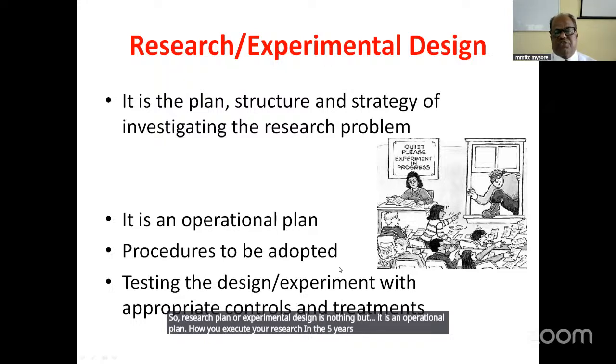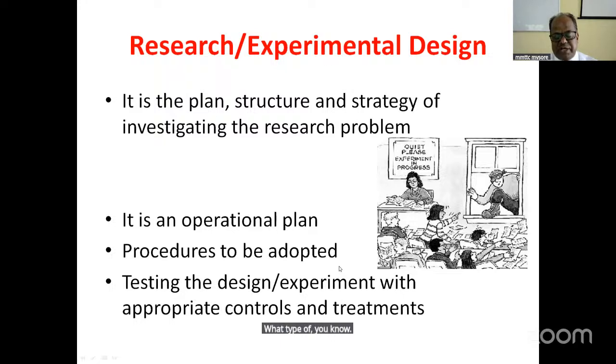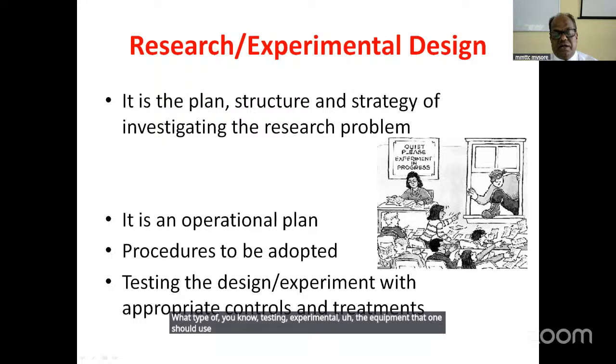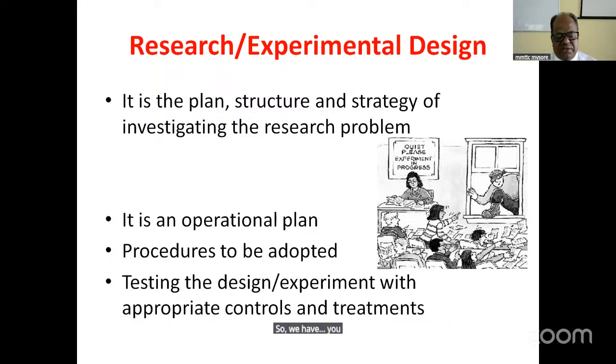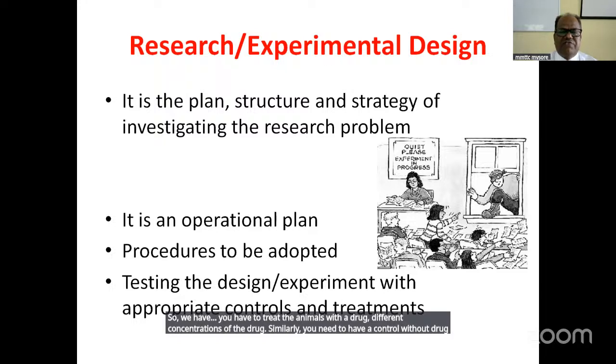What are the procedures to be adopted? What type of testing, experimental equipment should one use? Then treatments, different treatments, samples, controls, so many things. Okay. If you are testing a drug, you need to conduct an experiment on animals. So you have to treat the animals with the drug, at different concentrations of the drug. Similarly, you need to have a control without the drug. You will see the difference between treated ones and untreated ones.